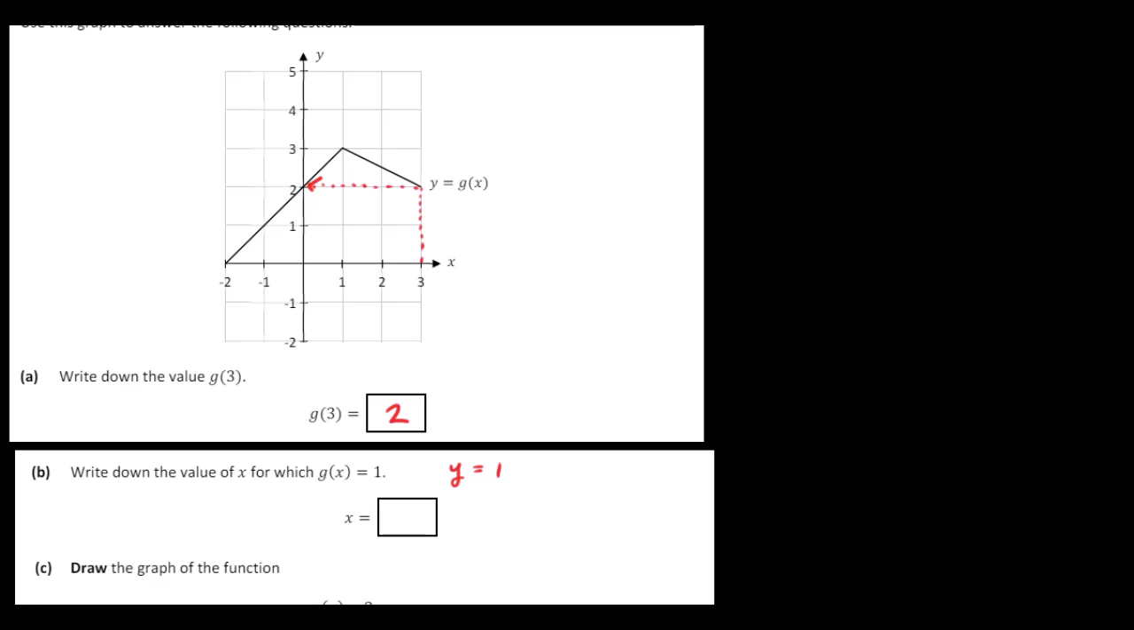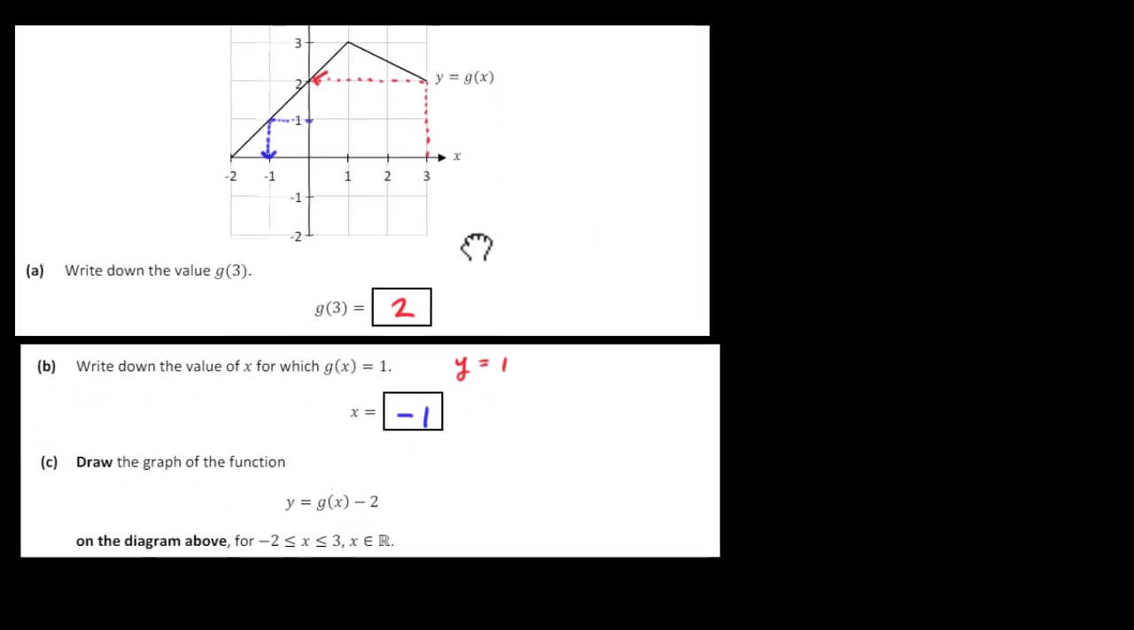So same thing again, but this time you're going to start on the y-axis. Y is 1. You go over until you hit the graph. In this case it's going to be over in this direction and then down, and you end up with -1 here. So that would be your x value. An x value of -1 will give you a y value, a g of x, of 1.